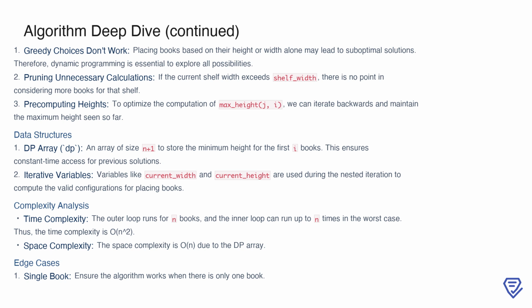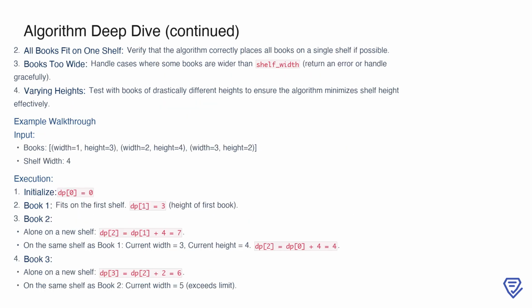Finally, we must consider edge cases, such as scenarios where there is only one book. In such cases, the solution must handle placing the book correctly on a single shelf. Other edge cases include situations where all the books fit on a single shelf. Here, the algorithm must correctly compute the minimum height as the height of the tallest book. Conversely, if some books are wider than shelf_width, the algorithm should either return an error or handle the situation gracefully, depending on the problem's requirements. Additionally, when books have drastically varying heights, the algorithm must still arrange them in a way that minimizes the total height of the shelves while adhering to the width constraint.